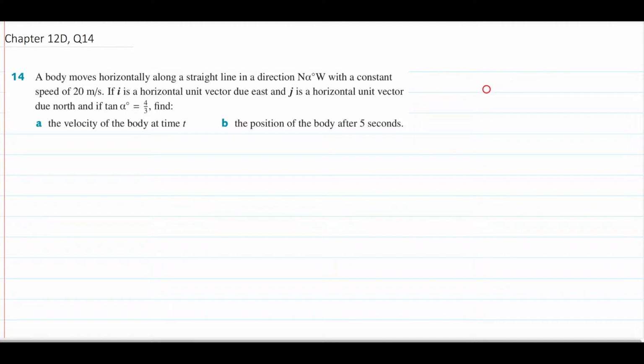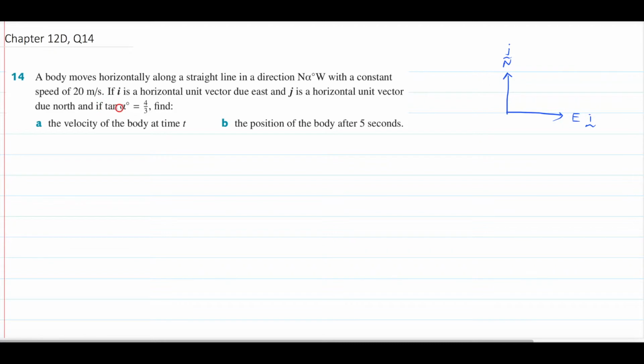Okay, so let's write down what this looks like first. So we know east and north would go this way, whoops, I can't draw. So that's north, and that would be vector j, because that's what they told us. And then i right here is the horizontal unit vector east, so east, and that is vector i. But the thing is, you have this body, this particle right here, moving northwest. Okay, so northwest, going top left, with a constant speed of 20 meters per second.